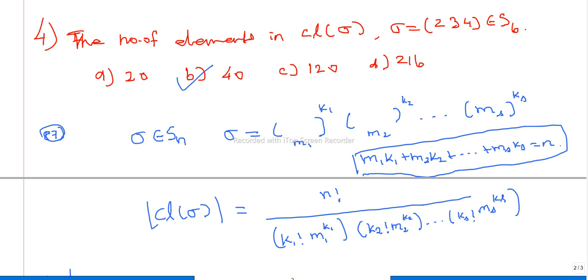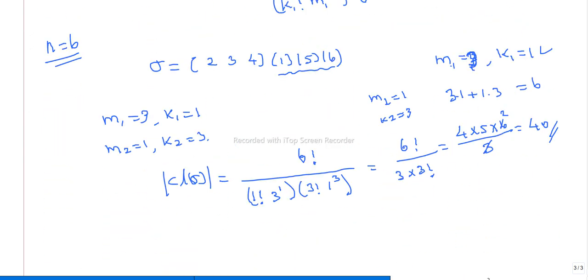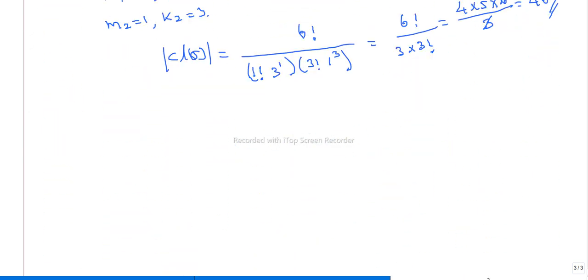Okay, next thing. Next we can see the form. Maybe I can ask on linear algebra. Okay, fifth question.